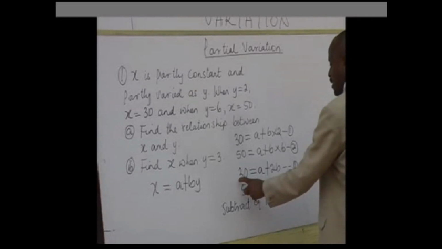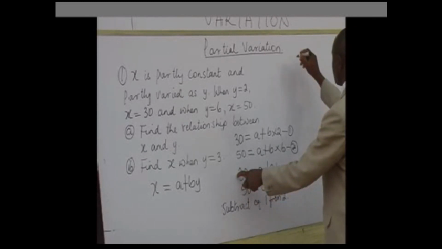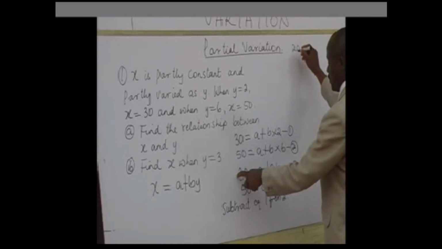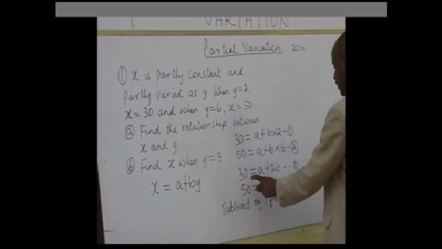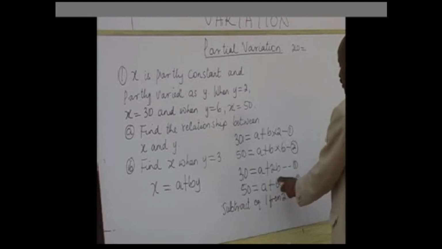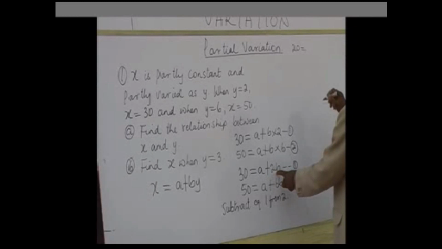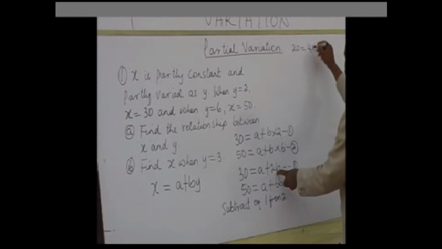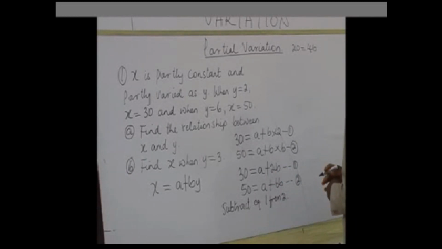So 50 minus 30 will give us 20. It's going to be equal to A minus A, we cancel. Now 6B minus 2B will leave us with 4B. At this level, let's divide both sides by 4. If we do so, we're going to have only B on the right-hand side, and on the left-hand side, we have 20 divided by 4. That means B is equal to 5.